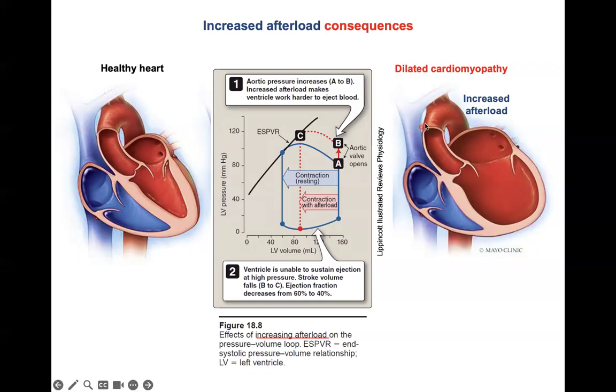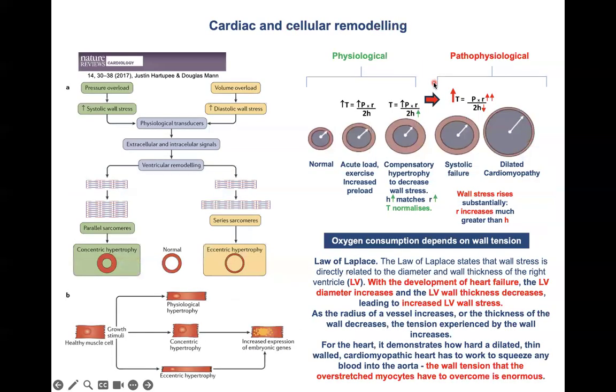This means that increased afterload results in decreased stroke volume and decreased ejection fraction, from about 60 to 40. If this goes on pathophysiologically, this also leads to cardiac and cellular remodeling, and we can apply the same analogy as we had for the right-sided heart failure.